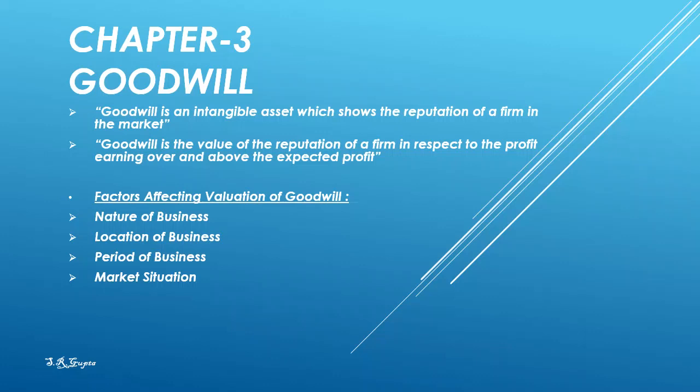The next point is market situation. Market situation means what? If the market is down, the value of the firm will also be less. If the market situation is good, the value of goodwill will also be good. The next point is efficiency of manager. A manager plays an important role in a firm. A good manager can help our firm or business reach a high position. So the efficiency and capability of the manager also play an important role in the development of goodwill.